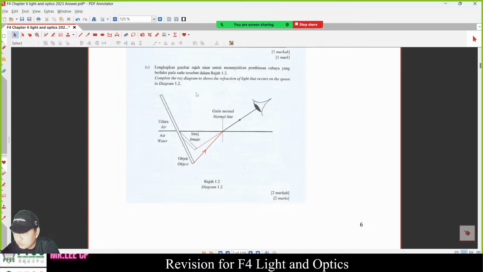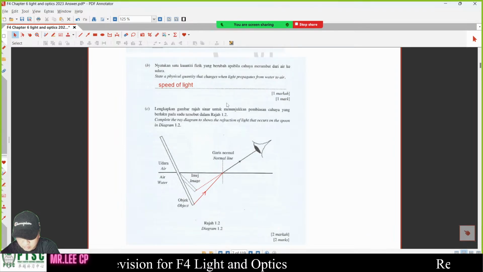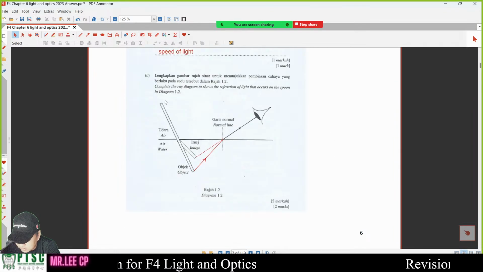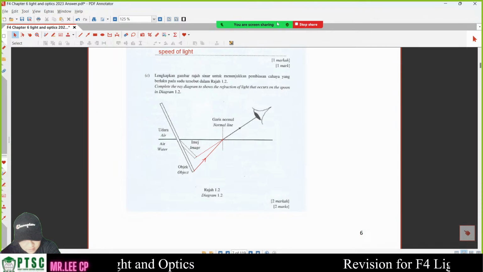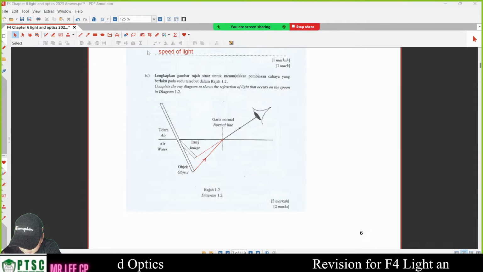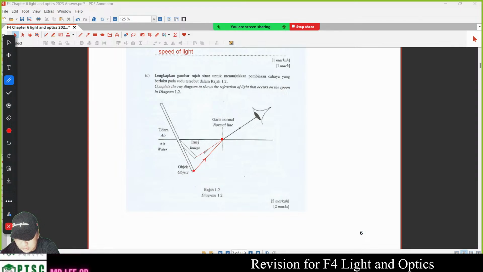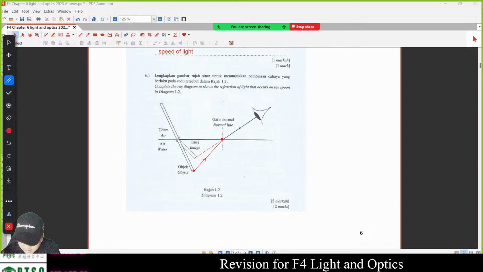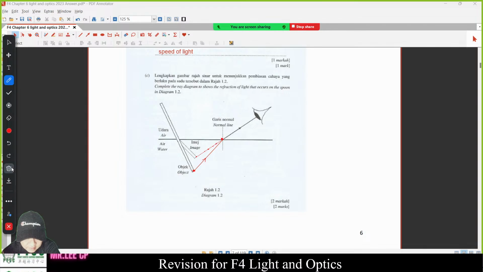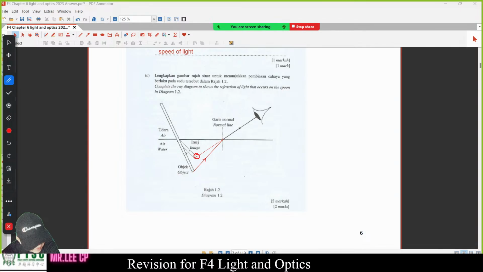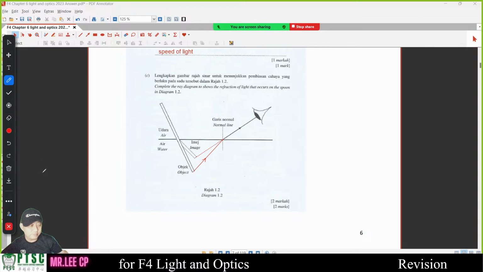Okay, so how to draw this? They ask you to draw. Complete the ray diagram to show the refraction of light that occurs at the spoon in diagram 1.2. So in diagram 1.2 here, the light comes into here. This is the real one, so for the real one you use a straight line. You draw one line, this point joined to this point, the center of the normal. So that one is a real line, and then this is the image. The image is the fake one, an illusion. Illusion, we use a dotted line. Alright, so that is the thing that you see here. This is the real object here. That's why it appears shallower. That's why it appears upper. Okay.